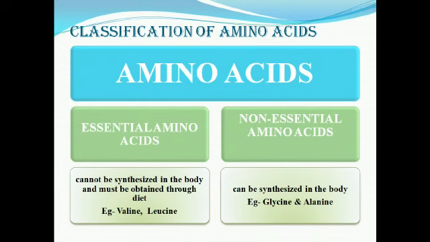Now, another classification of amino acids. Amino acids can be broadly classified into two. One is essential amino acids and the second is non-essential amino acids. Essential amino acids are those amino acids which cannot be synthesized in the body and must be obtained from outside through diet. For example, valine and leucine. Non-essential amino acids are the amino acids which can be synthesized in our body. Examples are glycine and alanine.